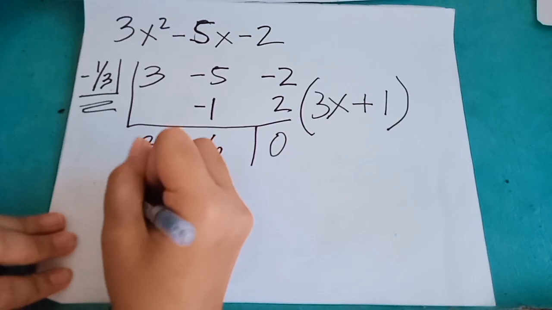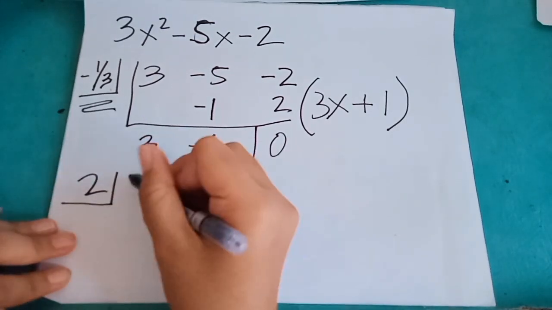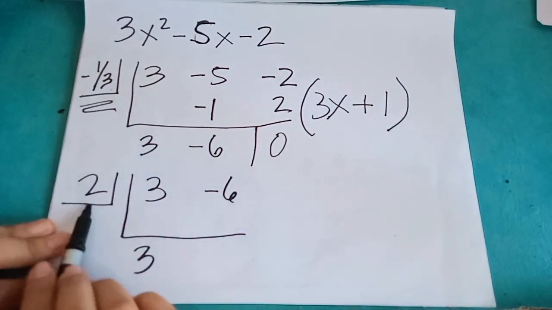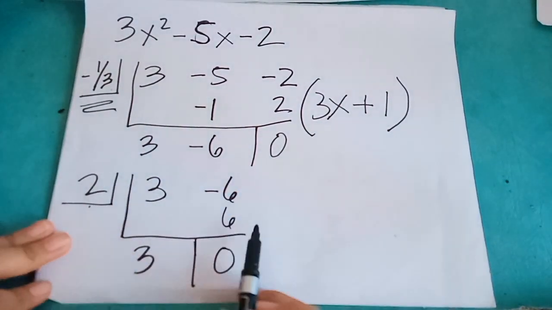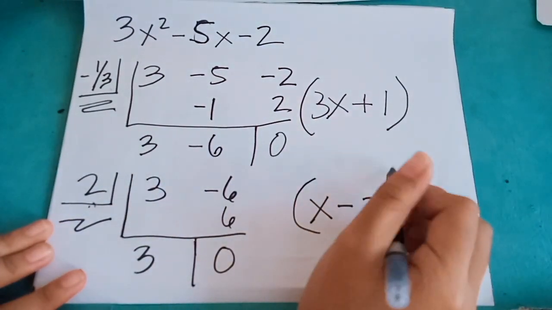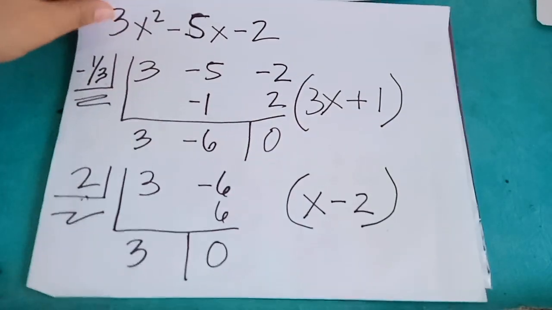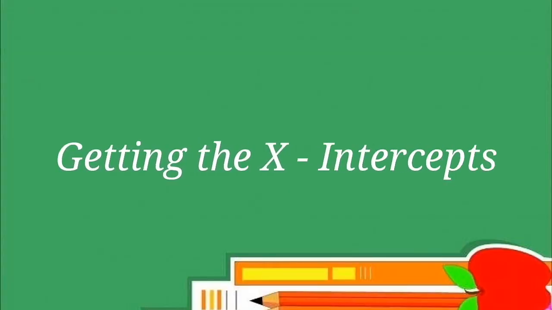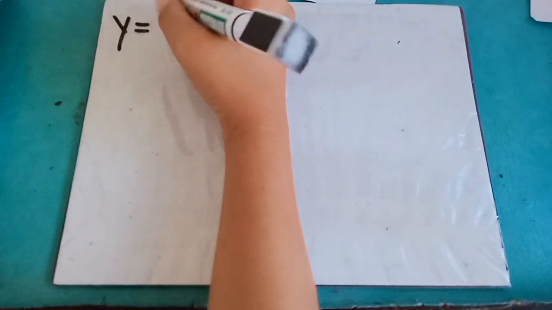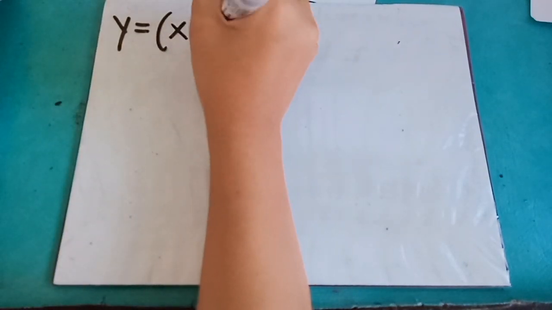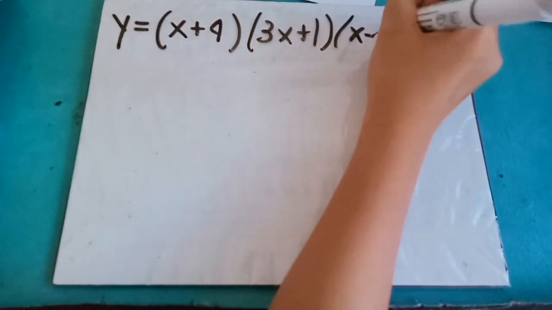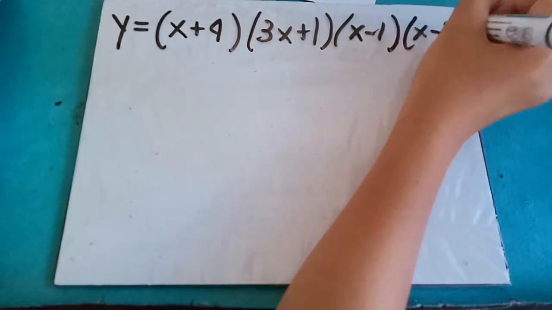So let's try the last factor. So we can use 2. So 3 times 2 is 6, so 0. So x minus 2 is another factor. So now we have already the factored form, so y is equal to the quantity of x plus 4 times the quantity of 3x plus 1 times the quantity of x minus 1 times the quantity of x minus 2.